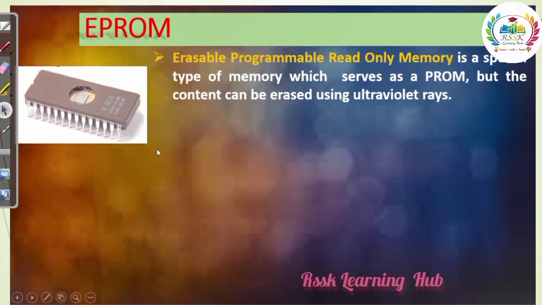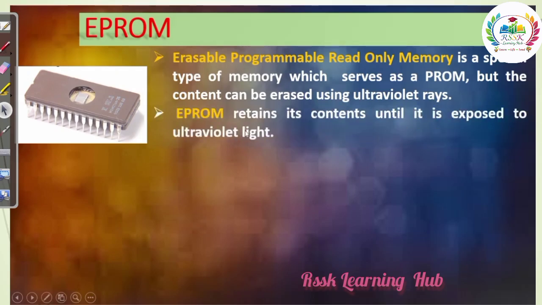EPROM is erasable programmable read-only memory. It is a special type of memory which serves what the PROM serves. But the content can be erased using ultraviolet rays. In ROM, you can't erase. In PROM also, you can't erase the content. What data is available in your chip should be retained forever. But in EPROM, you can erase your content using ultraviolet radiation. So that is EPROM, erasable programmable read-only memory.